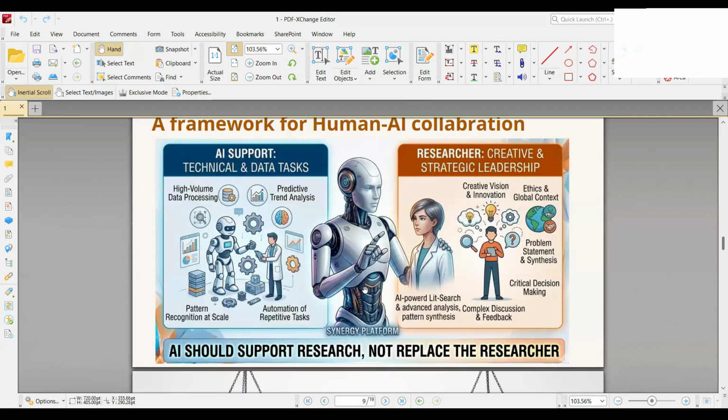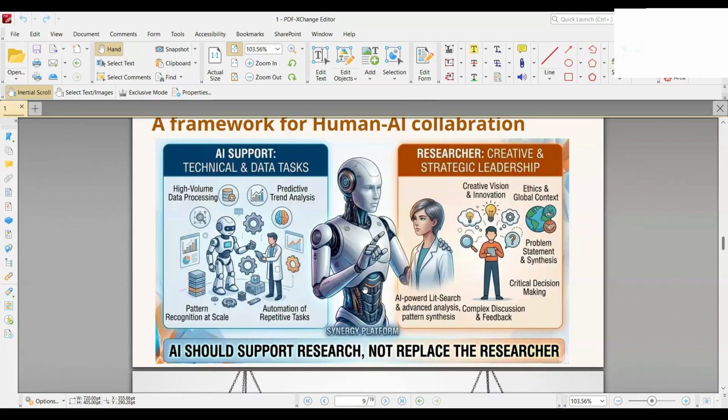But on the right side, the framework reminds us that the researcher must remain the creative engine. I realize that when we use artificial intelligence to support our work, we are free to focus on the big picture, bringing in creative visions, considering the ethics and global context, and tackling complex decision making.